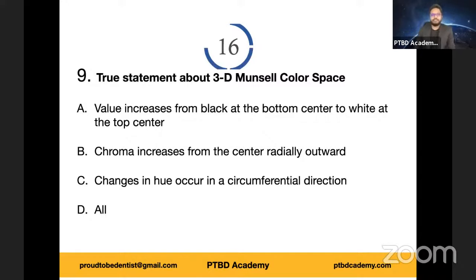Let's go ahead. True statement about 3D Munsell color space. Which one do you think is the more appropriate answer? Value increases from black at the bottom center to white at top center. Chroma increases from center radially outward. Changes in hue occur in circumferential direction. So just visualize the 3D Munsell color space, which we discussed in the 5 a.m. session. I'm sure you have that in your mind already. So visualize and let me know which is the more appropriate answer.